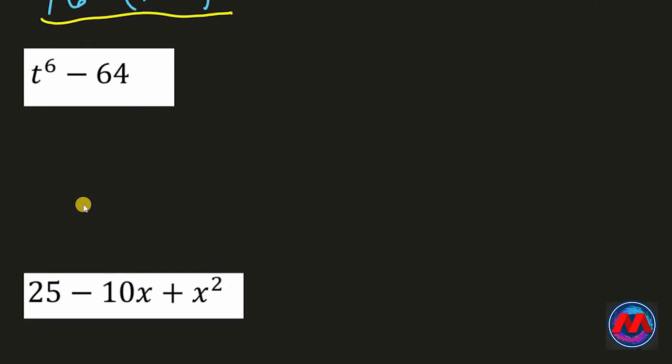Alright? Let's move in here. t raised to 6 minus 64. Okay, so kung mapapansin, we try to solve this as a difference of two squares. So, as a difference of two squares, square root of t raised to 6 is t raised to 3. Square root of 64 is 8. And the partner niya, t raised to 3 plus 8. Alright. Yun. Ito, pwede pa natin itong ma-factor.